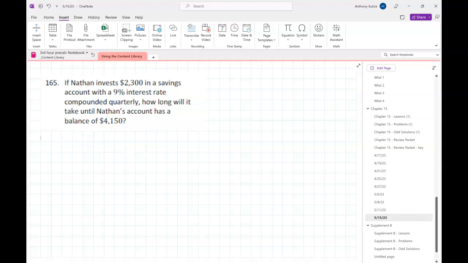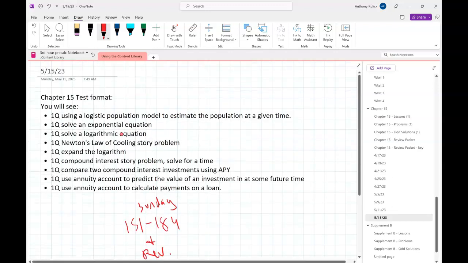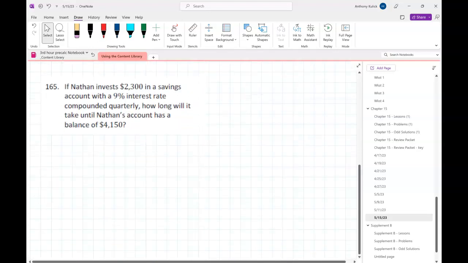So it says Nathan invests $2,300 in a savings account with a 9% interest rate compounded quarterly. How long will it take until Nathan's account has a balance of $4,150? So just so you know, this is the exact kind of problem that I'd be talking about here, where I talk about compound interest and we're solving for a time, right?